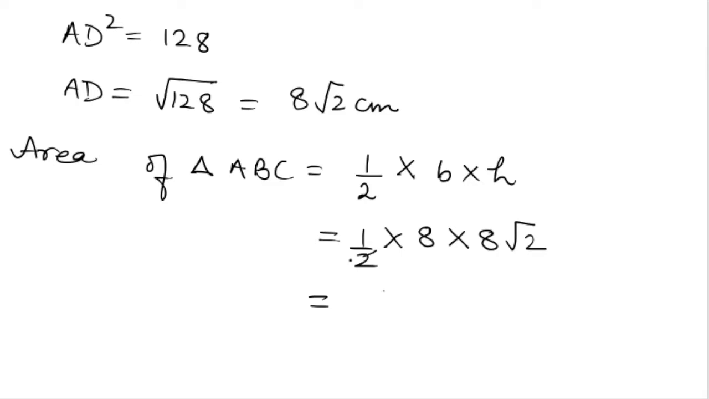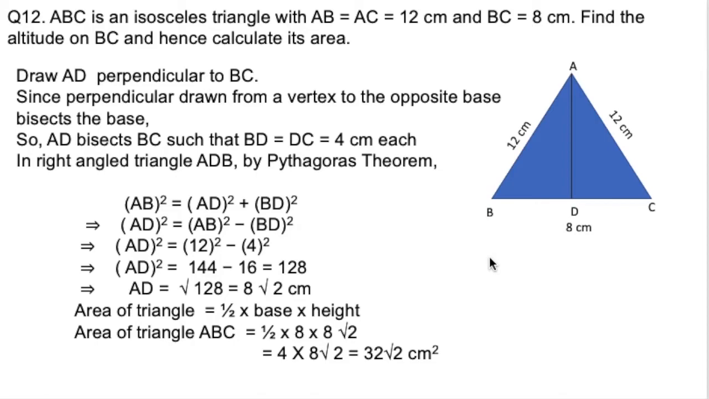So the answer for this will be equal to, we can easily cancel 2 and 8 here. So 32 square root 2 centimeter square will be the area of triangle ABC. Let's see the step-by-step solution for this question. This is the way you are going to present your answer in the examination also.